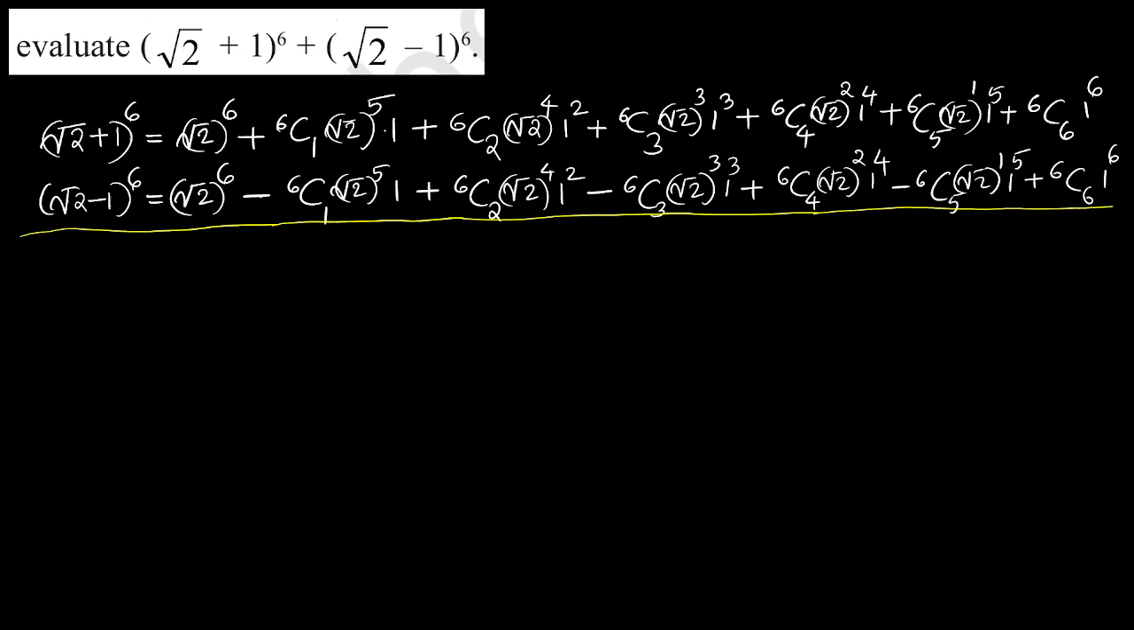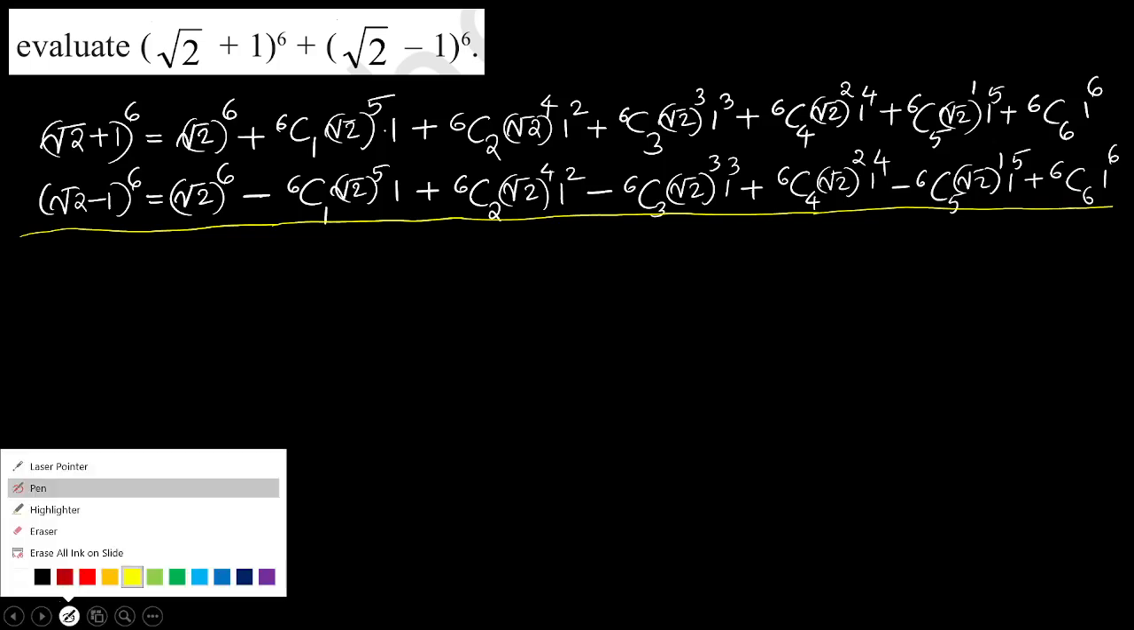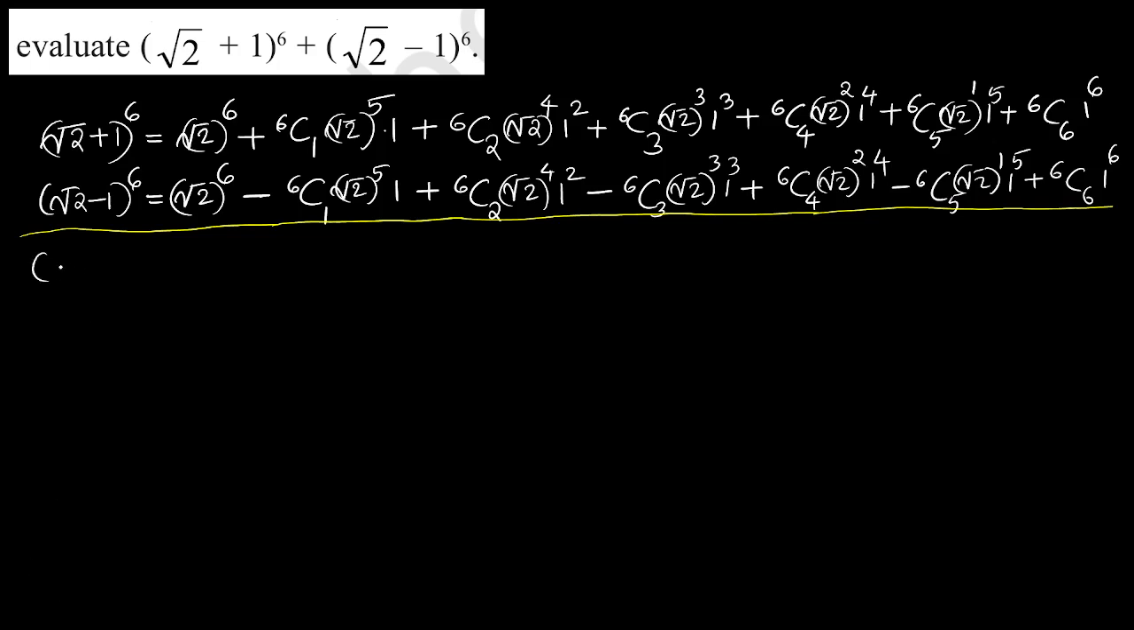So both the expansions I have written. What is our question? (Root 2 plus 1) raised to 6 plus (root 2 minus 1) raised to 6. So we have to add them. If you add the left side, what happens? You will get (root 2 plus 1) raised to 6 plus (root 2 minus 1) raised to 6.